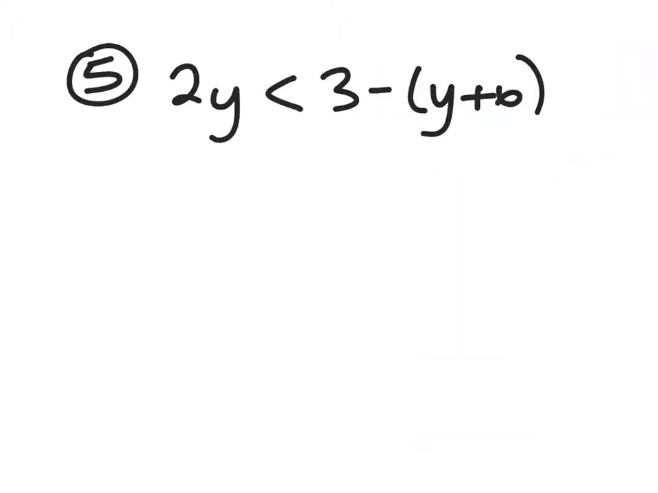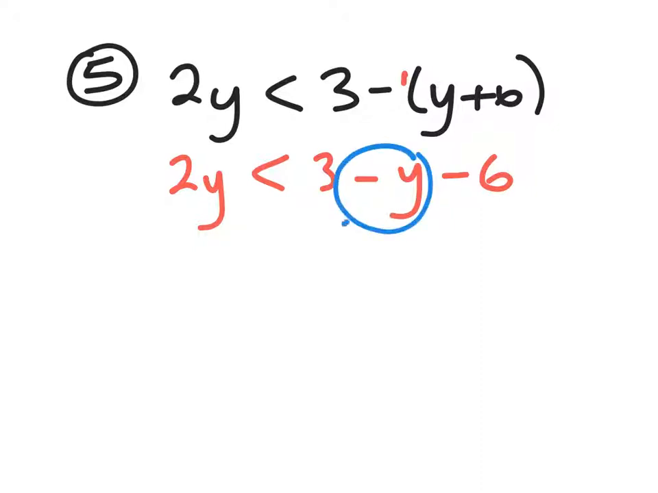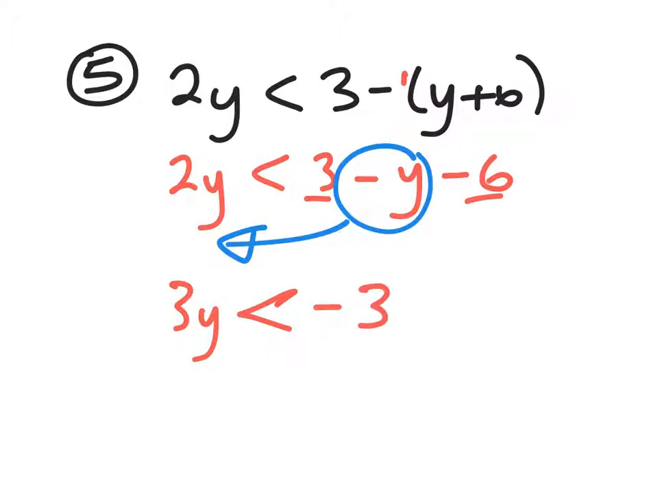Okay, question 5, solve the equation. First thing we need to do is remove the brackets. So this is like a negative 1 in the front. So negative 1 times y and negative 1 times 6. Now a wee bit of tidying up. The negative y needs to move over. If it moves over, it becomes positive, so we now have 3y is less than, and 3 take away 6 is negative 3, dividing by 3 gives us y is less than negative 1.